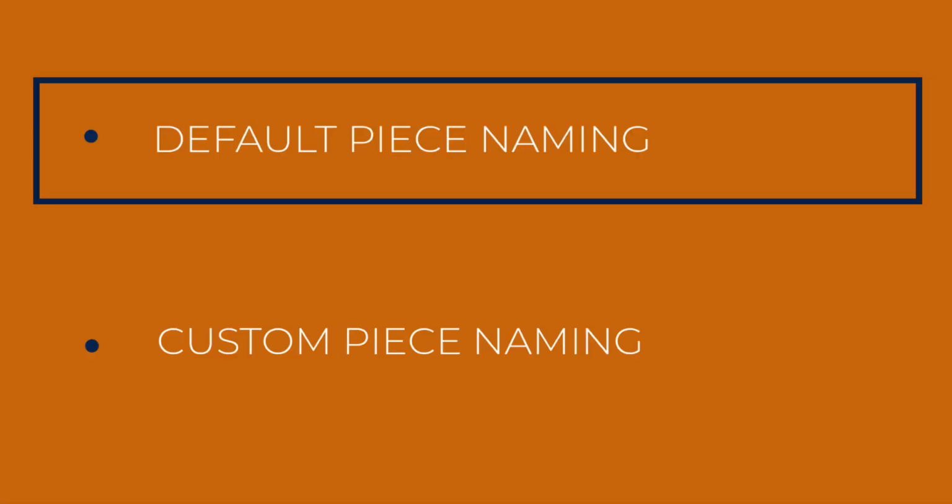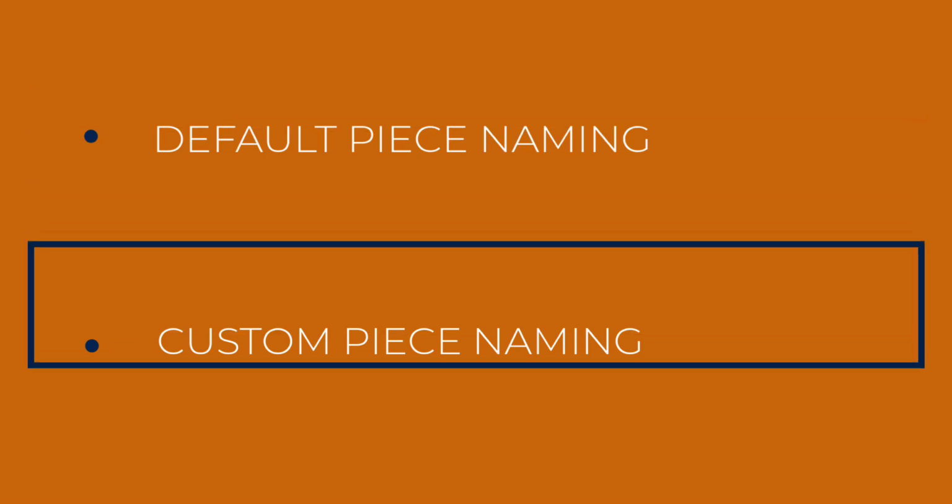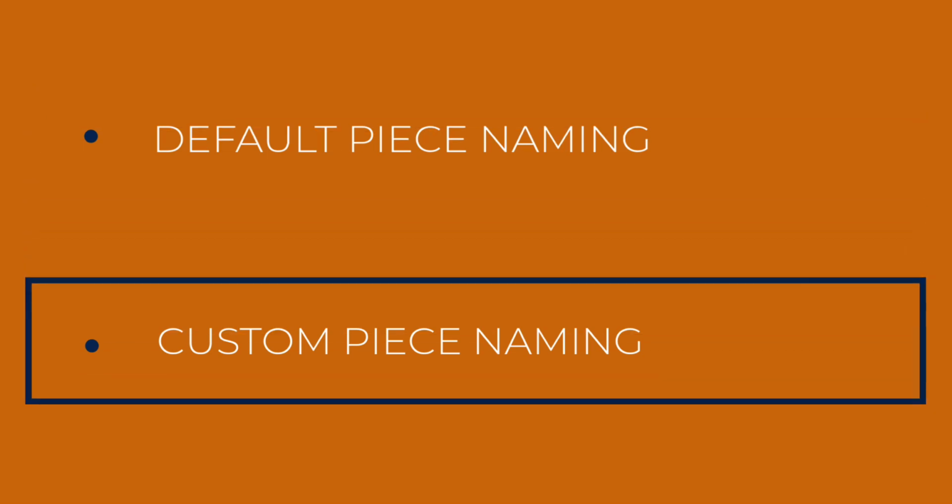So to summarize, we looked at two different ways of naming pieces: the default piece naming and the custom piece naming, in which you could add custom piece names to your project.